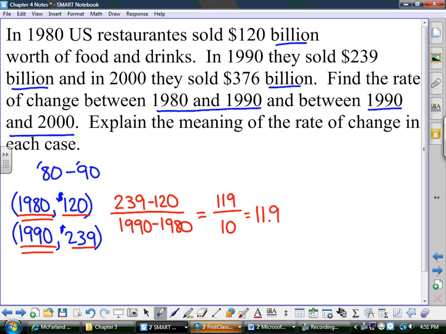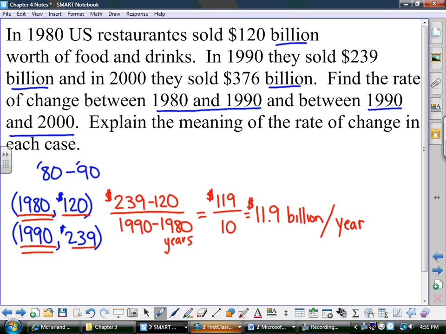Now what does that mean? Well, the numbers on the top were in dollars, and they were actually billions of dollars. So this is $11.9 billion. And the numbers on the bottom were in years. So we're changing by $11.9 billion per year. Each year between 1980 and 1990, the U.S. restaurants sold $11.9 billion more of food and drinks.